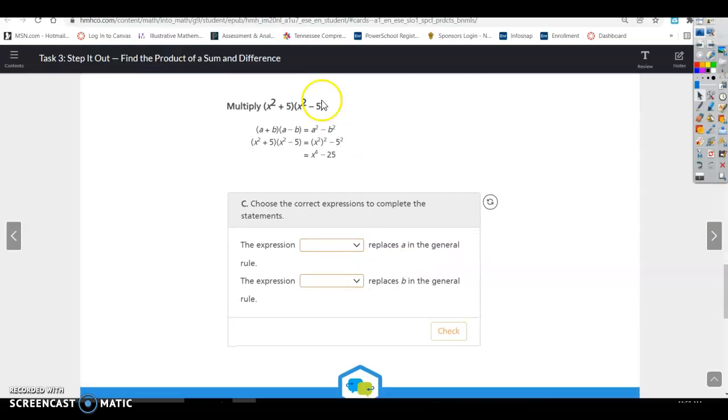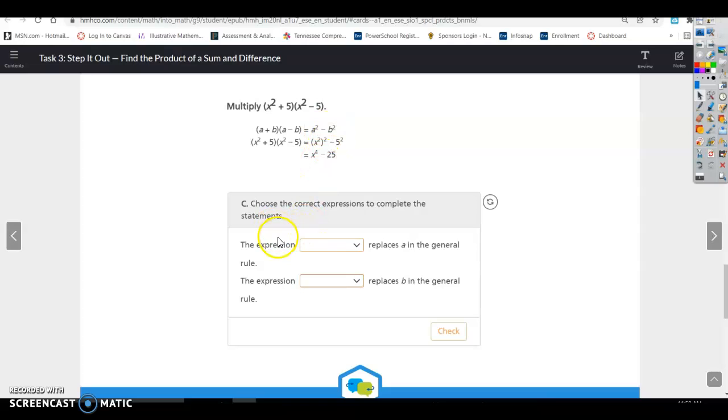If I multiply x squared plus 5 times x squared minus 5, again, same binomial, different sign in the middle. I'm going to square the first term. X squared squared is x to the 4th. Remember, a power to a power, you multiply. And then 5 squared is 25, so x to the 4th minus 25. And you can see that it's always going to have a negative in the middle. So a squared minus b squared.